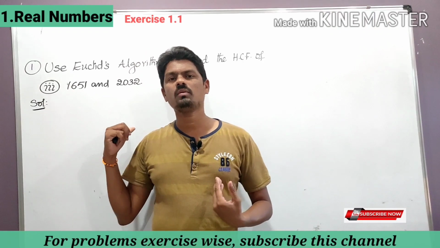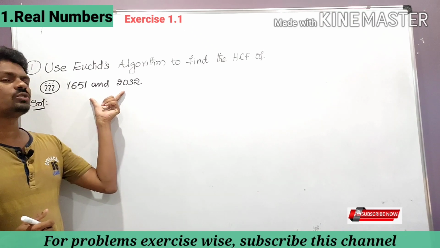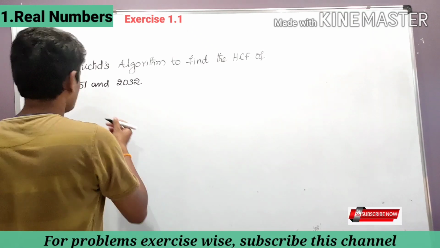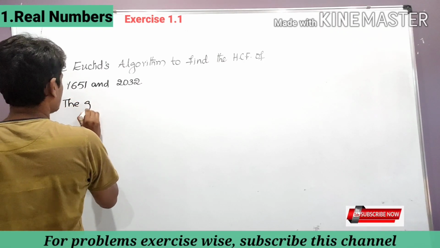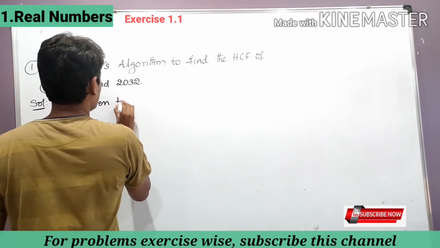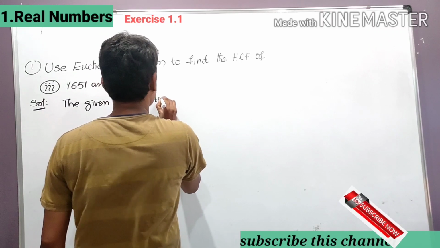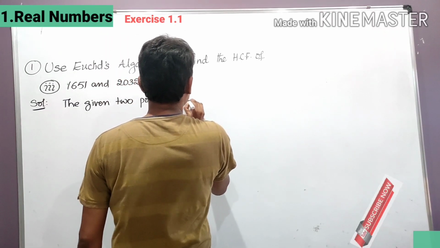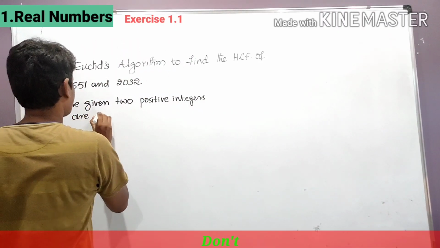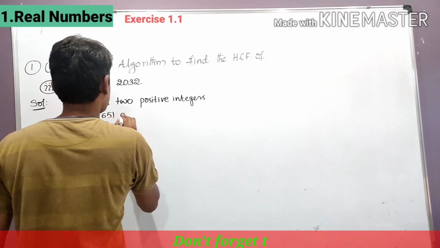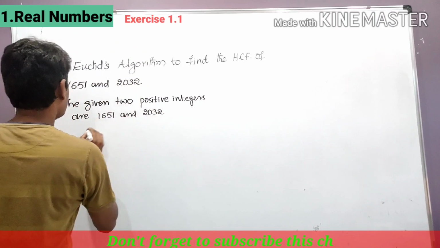So now come to the problem. How can we solve? So 1651 and 2032 he has given, student. So solution, the given two positive integers are 1651 and 2032. So student, here it is very clear.